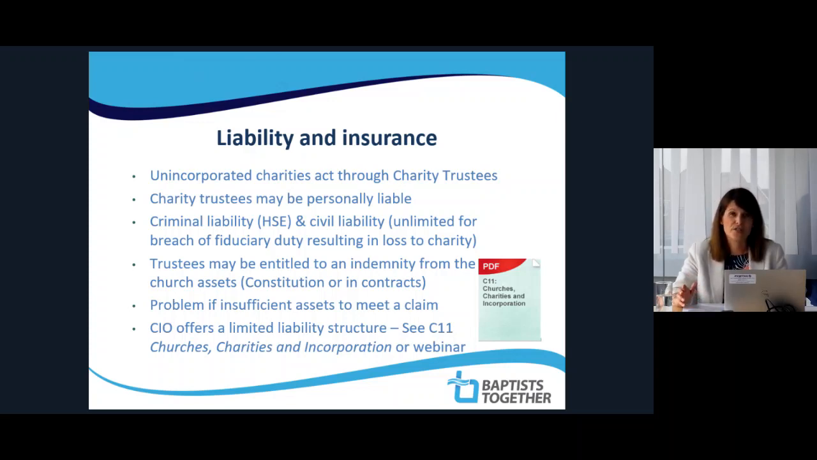And I would refer you to our guideline leaflet C11, which talks about charities and incorporation, but also we've done a webinar last year that's already available on the website, which gives you an introduction to CIOs and whether it would be right for your church.